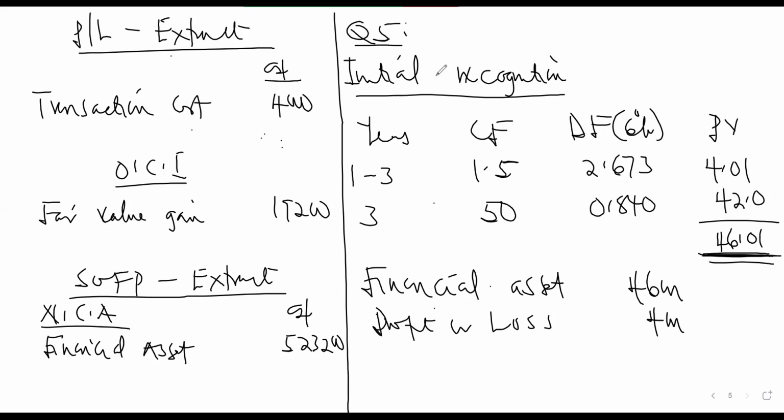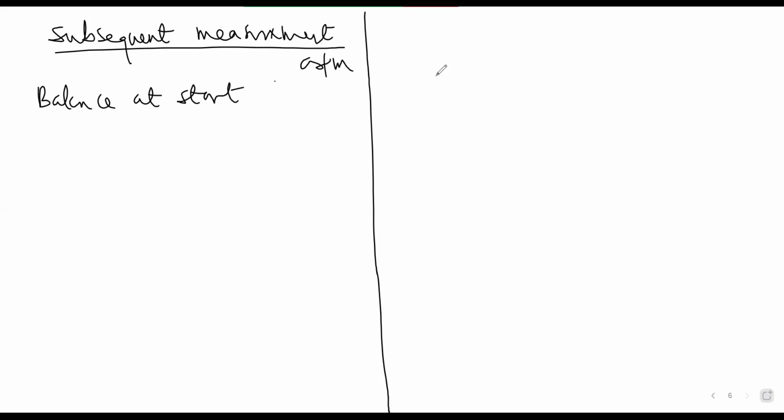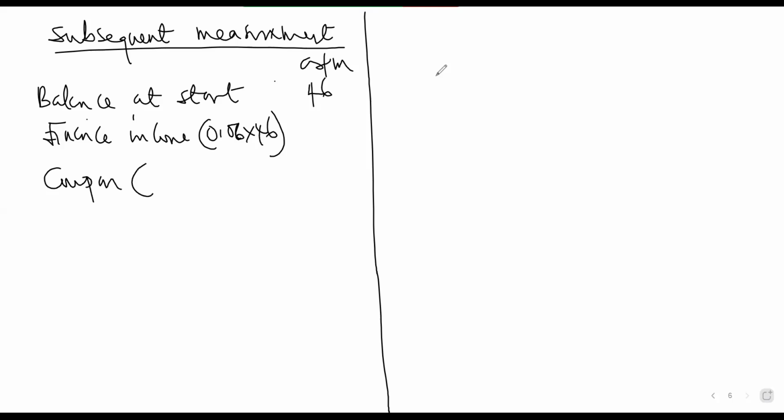So this particular loan subsequently will be measured at amortized cost. So we have the subsequent measurements, to be amortized cost. So we have the balance at start. The balance at start will be the 46 million. Then you have your finance income. The finance income will be the effective interest rate 0.06 multiplied by 46. Then you have your coupon. Your coupon will always be 0.03 multiplied by 50 million. That will give us 1.5.